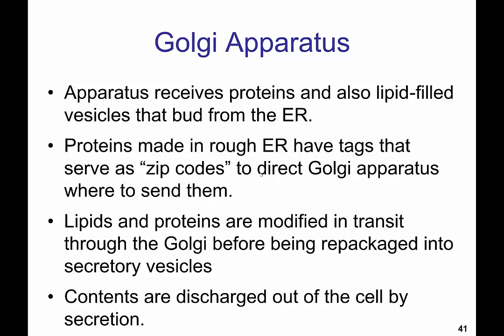So it can receive that from the rough and smooth endoplasmic reticulum, and proteins that are made in the rough ER have tags or zip codes that help let the Golgi apparatus know where to send them. Lipids and proteins are modified in transit through the Golgi before being repackaged into secretory vesicles. These contents are then discharged out of the cell by secretion.